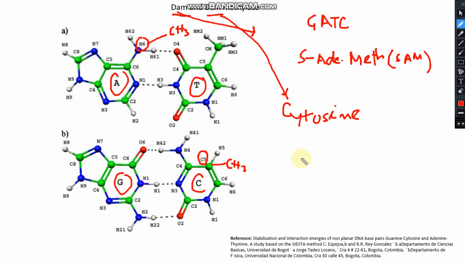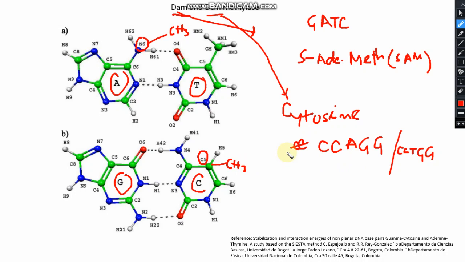They also have a specific sequence they recognize. That sequence is CCAGG, and they also have another sequence, CCTGG. They can recognize both sequences, and they add the methyl group at the C5 position of the cytosine.